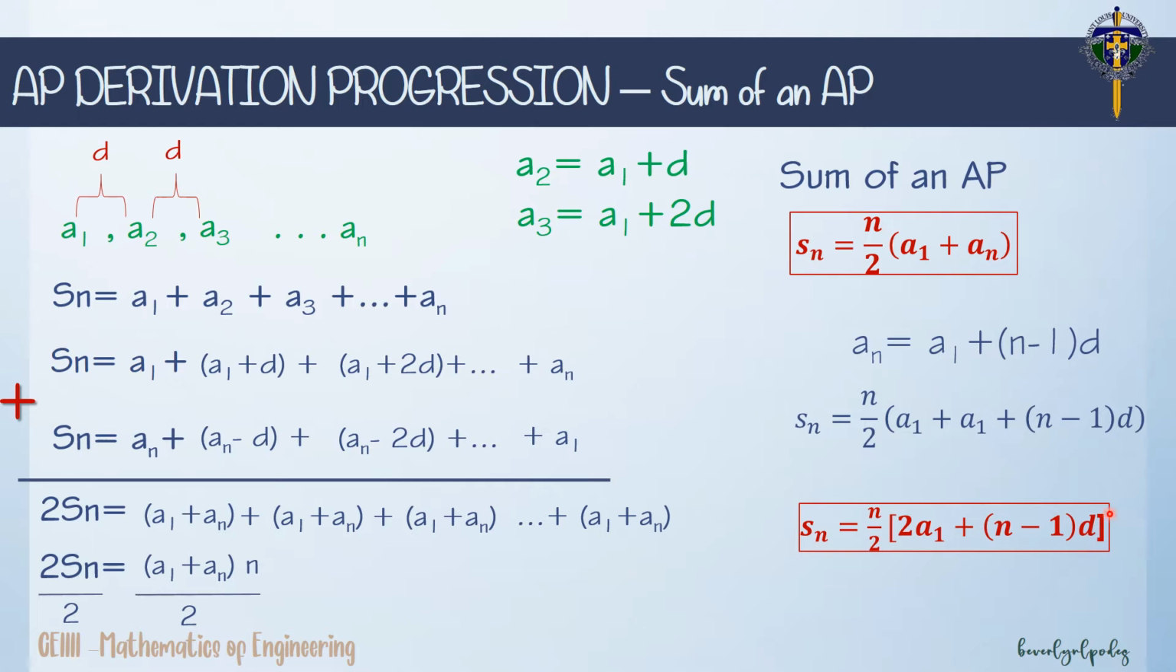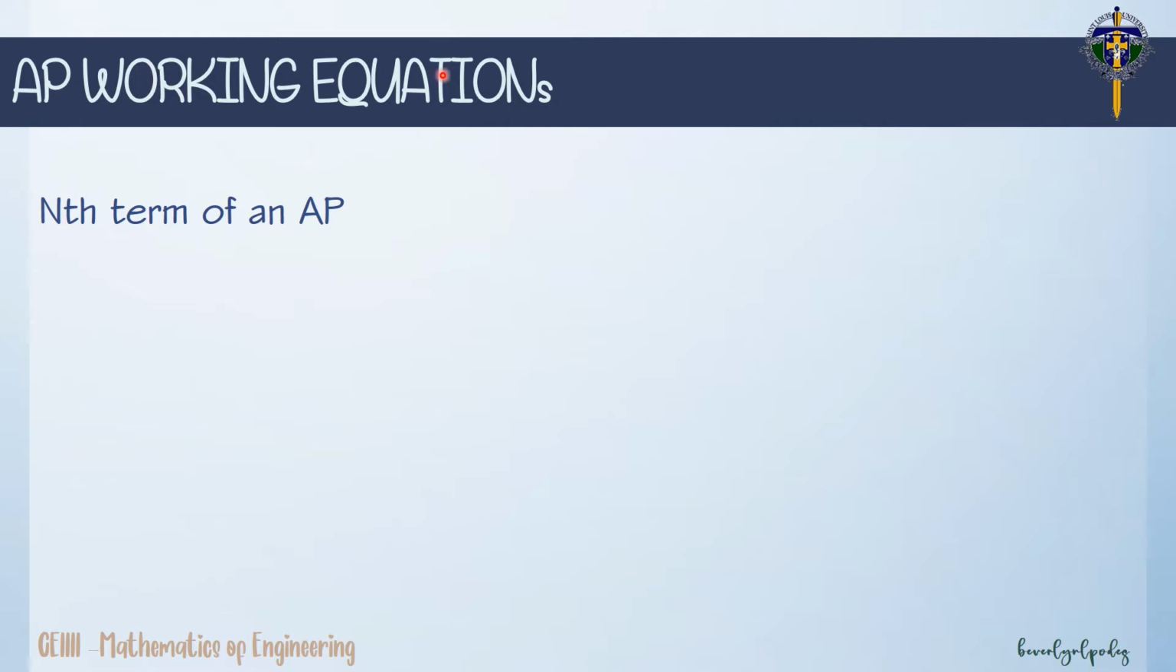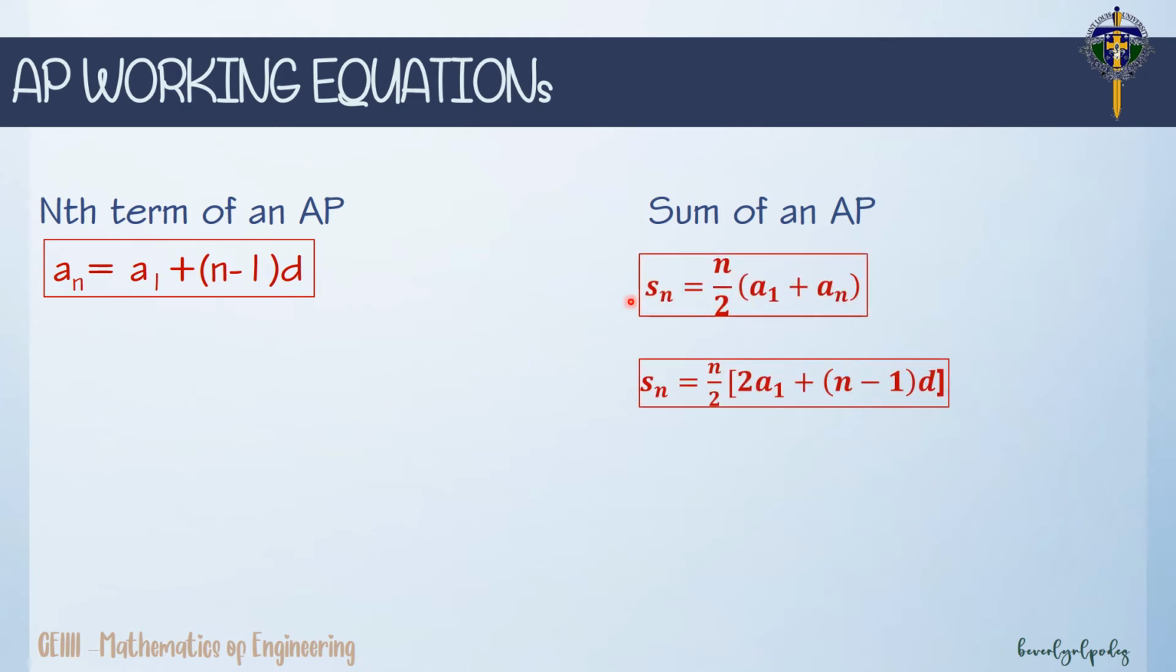So this is now the second option for us to solve the value of the sum of an arithmetic progression. If we are going to summarize the working equations for arithmetic progression, to solve the nth term, we use this equation: an is equal to a1 plus the quantity n minus 1 multiplied by the common difference. And then for the summation of an arithmetic progression, we have two options. Either we use the first or the second, depending on the available given.